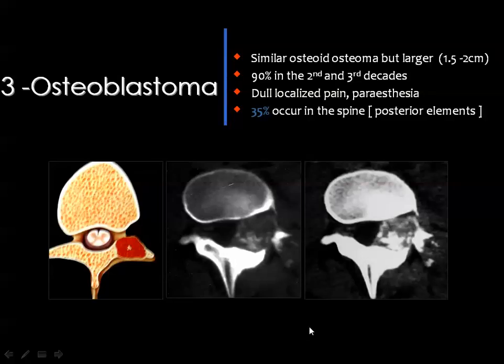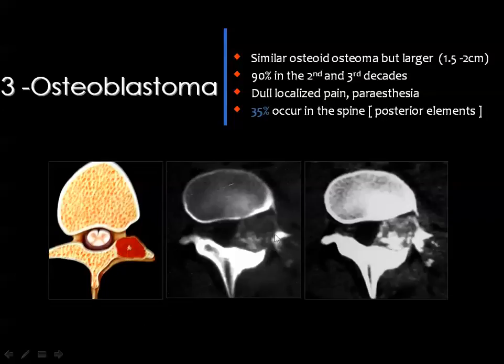Then we come to the next one, which is the osteoblastoma. And the osteoblastoma is, let's say, a large osteoid osteoma. The osteoid osteoma size ranges from 1 to 1.5 centimeter in diameter, but the osteoblastoma is larger than this. And 90% of the tumors occur in the second and third decades, and a major part of the lesions may affect the spine, especially the neural elements, including the pedicle, the lamina, and so on.